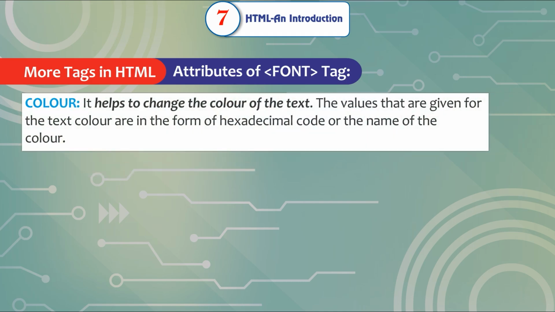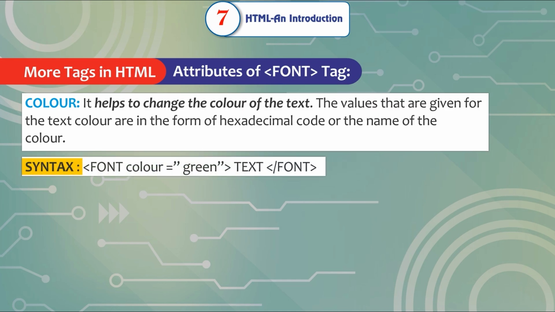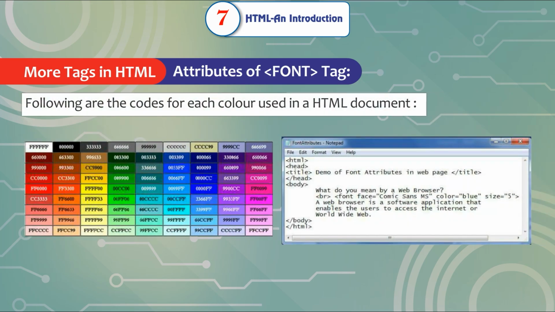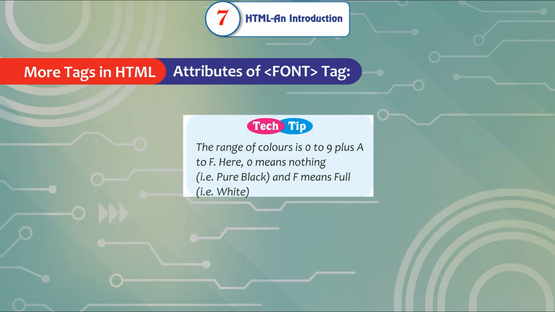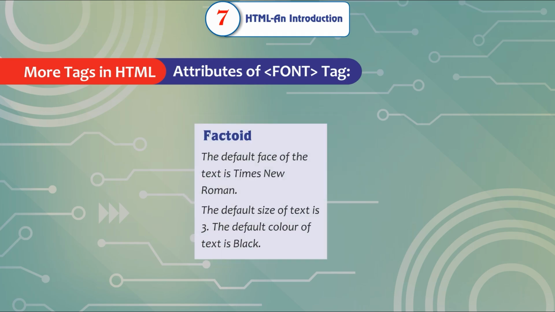Text /font tag. Color. It helps to change the color of the text. The values that are given for the text color are in the form of a hexadecimal code or the name of the color. Syntax: font color = green. Following are the codes for each color used in an HTML document. Tech tip: The range of colors is 0 to 9 plus A to F. Here, 0 means nothing, that is pure black, and F means full, that is white.